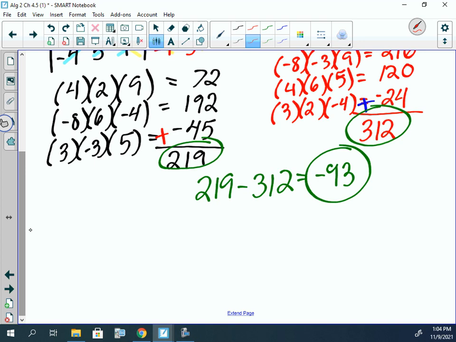Now for the 3x3s, it's going to be probably a little bit easier and a little bit quicker if we typed them into the graphing calculator.